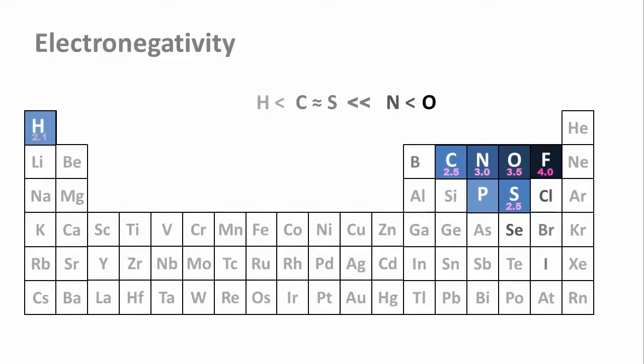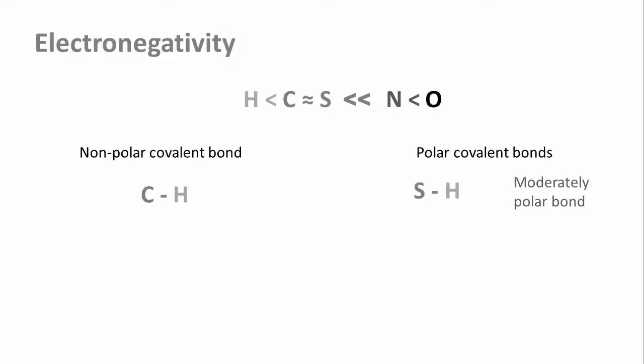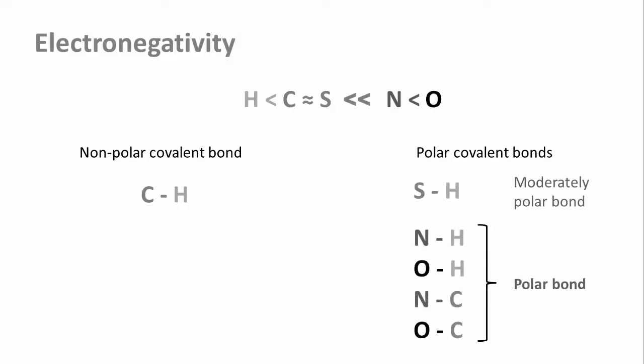What does that mean for biomolecules? It means that of the most typical bonds we encounter in biochemistry, only the carbon-hydrogen bond is essentially non-polar. The sulfur-hydrogen bond is moderately polar, but bonds between oxygen or nitrogen on the one side and carbon or hydrogen on the other side are all strongly polar. A polar bond has a partial ionic character, which means that the electrons tend to be more on the side of the atom with a higher electronegativity.